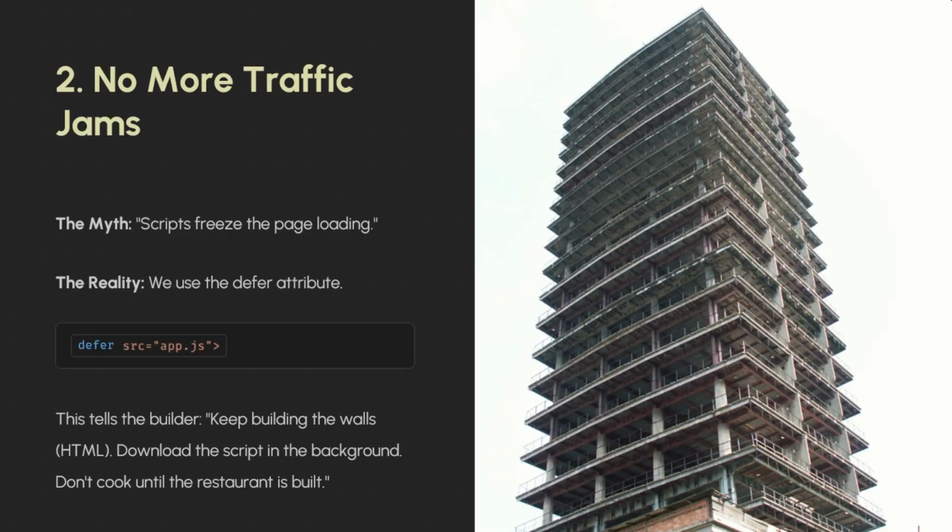Next is the traffic jam. While the chef is prepping, the browser is still building the website using HTML, which is your body, right? In the old days, if the builder saw a script tag, he would stop working entirely to wait for the chef. The page would then freeze. To fix this, we use a keyword called defer. Defer is a specialized instruction that tells the browser, don't stop building the walls, download the JavaScript in the background, and don't let the chef start cooking until the restaurant's fully built.